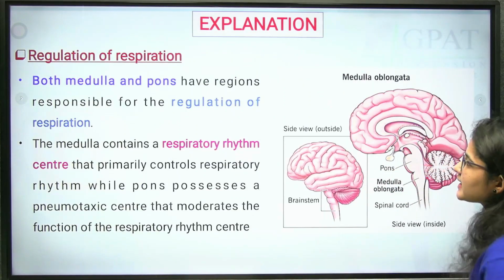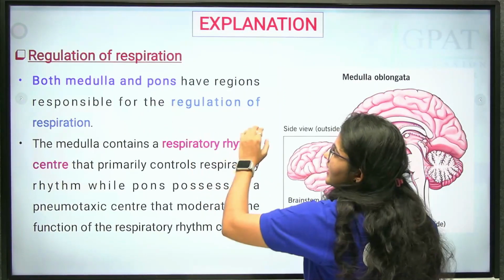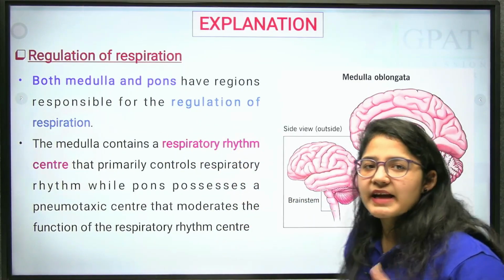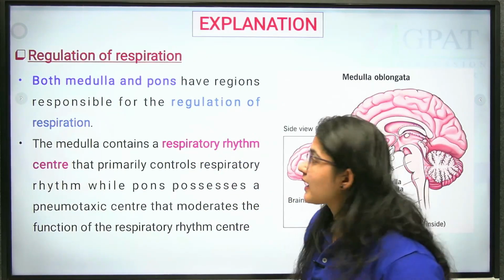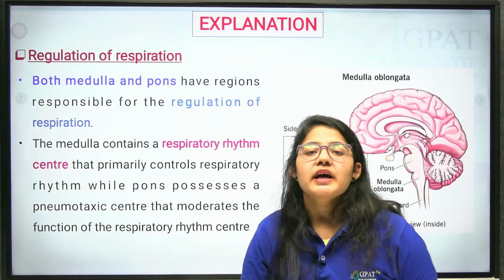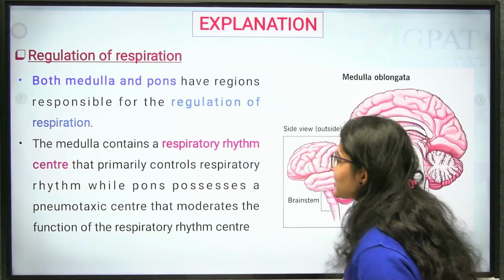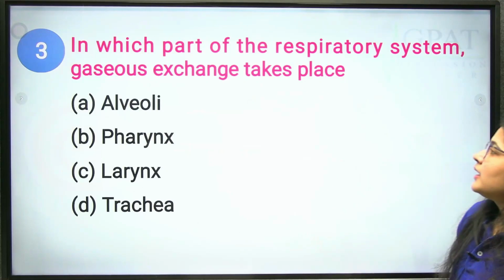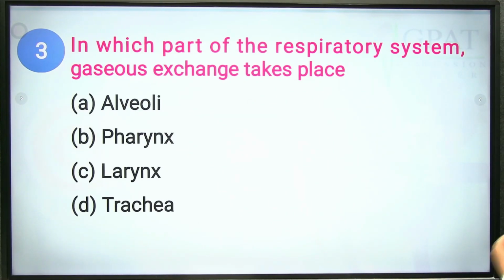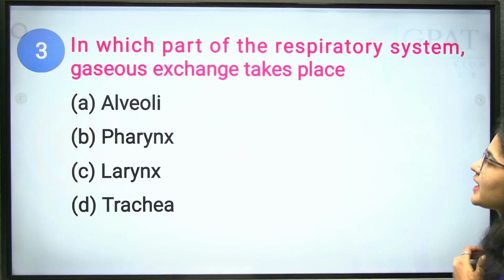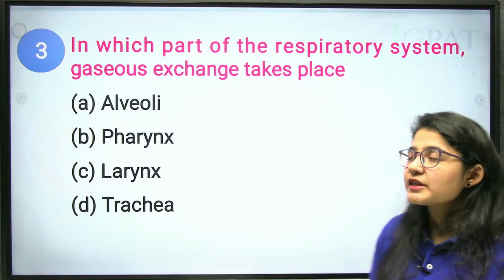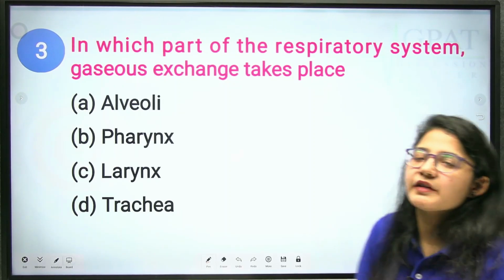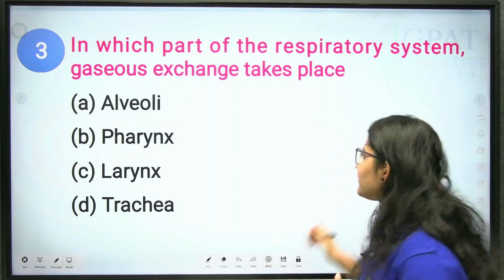Clear? See, both medulla and pons have regions responsible for the regulation of respiration. As I informed, medulla oblongata and the pons both are responsible for the respiration process. Clear? The next we have, in which part of the respiratory system does gas exchange take place? As I informed in the first question, the alveoli.